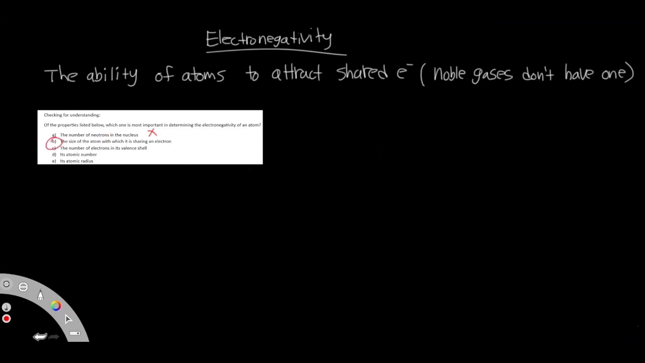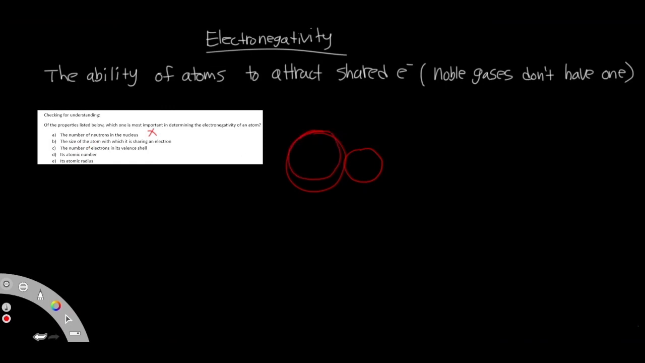Next, B, the size of the atom with which it is sharing an electron. That could be true. If we have an atom this large, and we have another atom this large, yeah, definitely the electronegativity would be a very big determining factor, depending how small this one is. But it's also asking about the size of the atom with which it is sharing an electron.